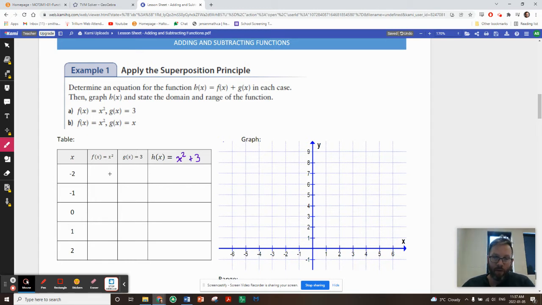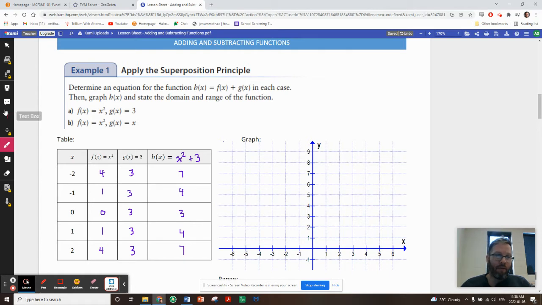So for f of x equals x squared, the ordinates, the y values, for these x values of minus 2 to 2, would be 4, 1, 0, 1, and 4. Of course, for the constant function, g of x equals 3, the y values, the ordinates, are just all 3. And to get the values of the sum of these two functions, x squared plus 3, you add these together: 7, 4, 3, 4, and 7.